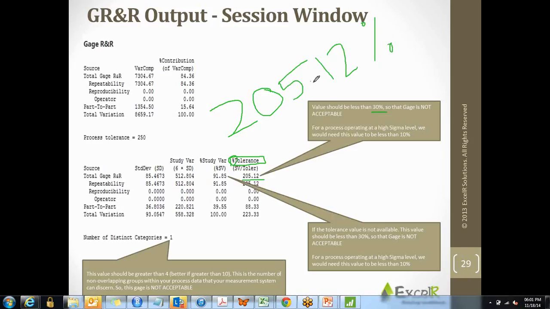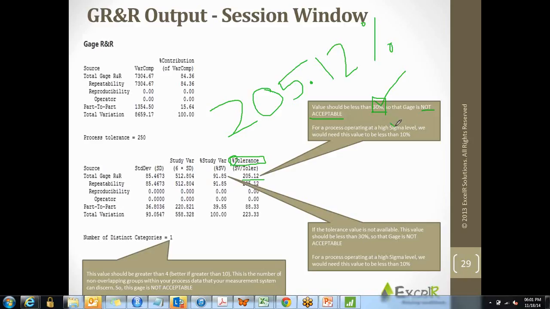I got this value as a percentage, okay? But my standard, or some statistical analysis which was already done, says that the value should be less than 30% for me to accept it. And this is 205.12%. Is it greater than 30% or less than 30%? It's greater than. Hence, we are saying that the gauge is not acceptable based on the table that I've just shown you. Understood. All right.